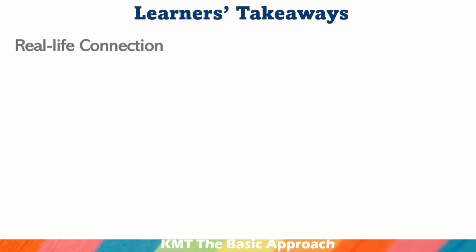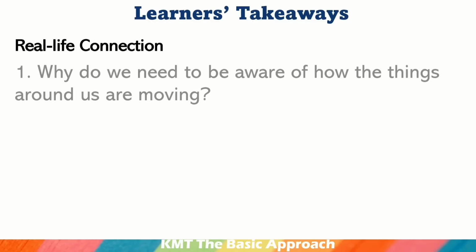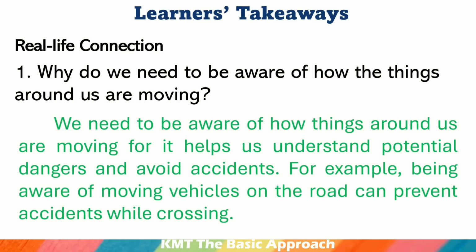Learners' takeaways. Real-life connection. Number 1. Why do we need to be aware of how the things around us are moving? Good job! We need to be aware of how things around us are moving, for it helps us understand potential dangers and avoid accidents. For example, being aware of moving vehicles on the road can prevent accidents while crossing.